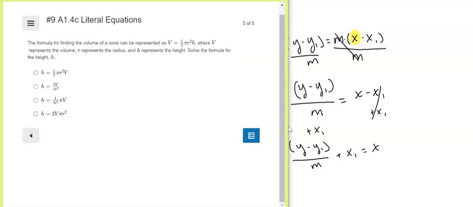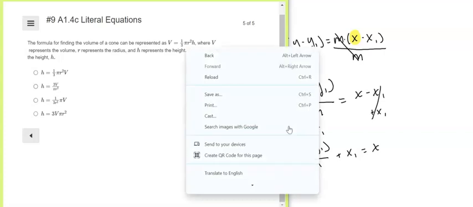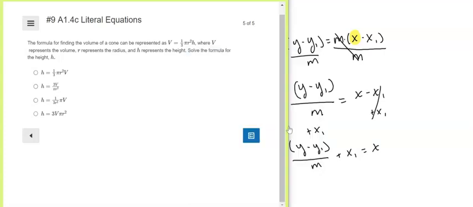All right, and then the last one. I don't see any addition or subtraction sign, which is awesome because I can just divide everything out. I'm solving for h here, so I can divide by pi r squared. So v divided by pi r squared, this one. And then the reciprocal of 1 over 3 is 3 over 1, so it's just 3. I don't have to write the 1.